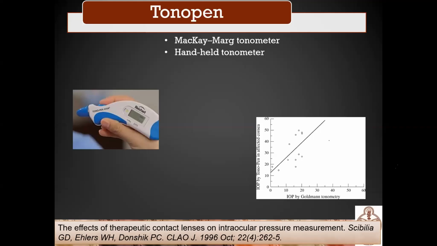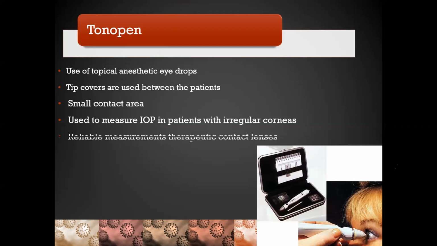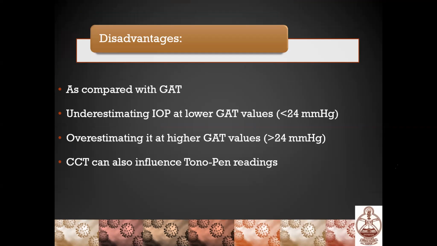So here, you need topical anesthetic drops. You have tip covers, and the area of contact is very small, and therefore it can be used in the patients with irregular cornea and corneal opacities also. Now, what are the disadvantages of TonoPen? Because although the readings are comparable with GAT, but at extremes of IOP, it is not very reliable. And moreover, CCT actually manipulates the reading of TonoPen quite a lot. And therefore, if there is abnormal corneal thickness, then we actually don't rely on TonoPen readings.